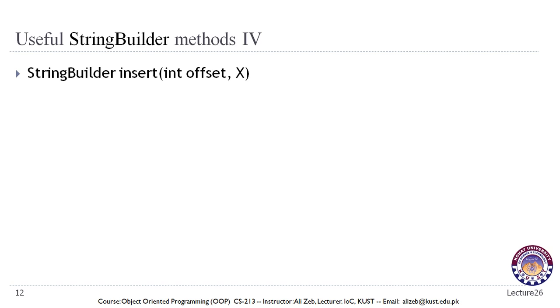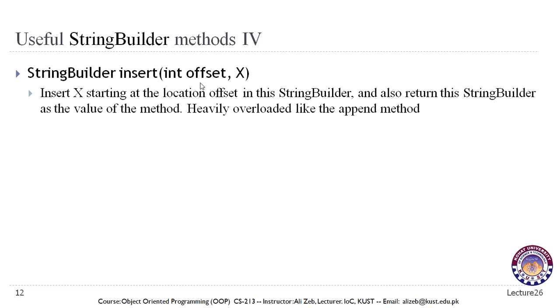The string builder has an insert method. As we saw, we pass a position along with an object or a variable to the insert method of the string builder class, and that object or variable is inserted at that particular position in our string builder object. It inserts x, for example, starting at the location of offset in this string builder, and also returns this string builder as the value of the method.